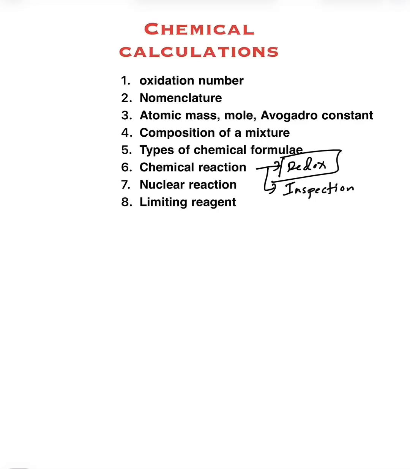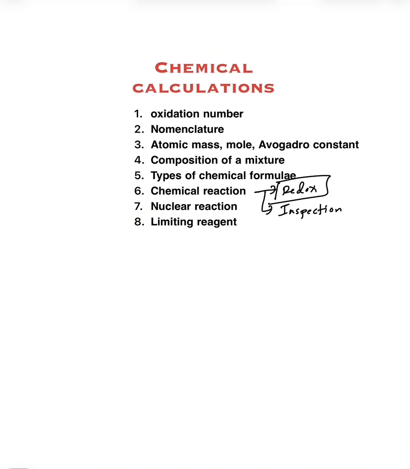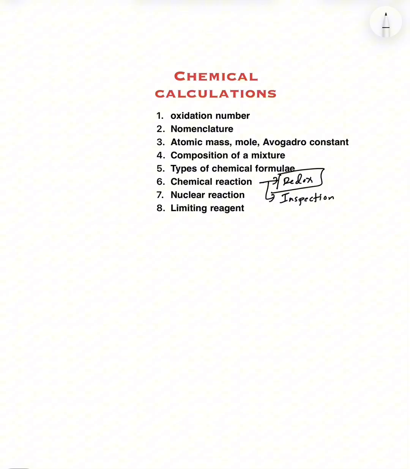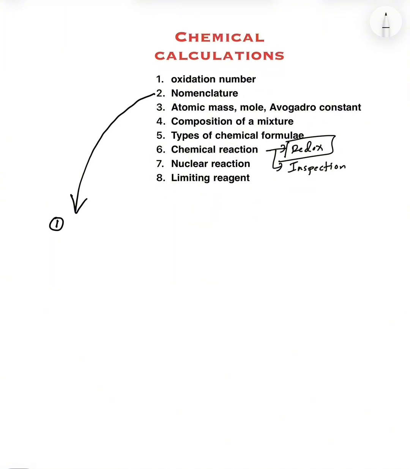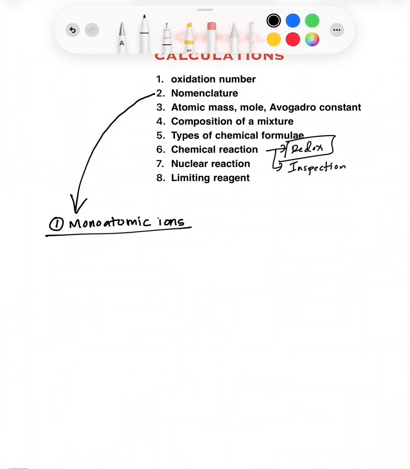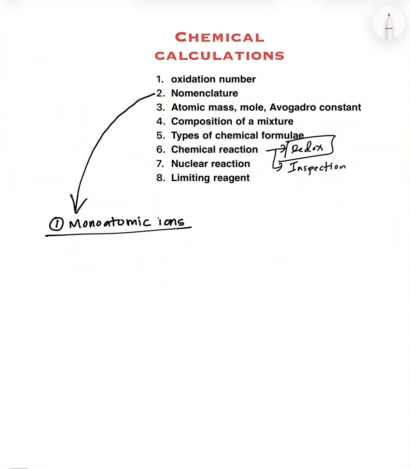Last class it was about oxidation number, and today we are starting off with nomenclature. What does nomenclature simply mean? It's naming, right? So under naming, we're going to learn around 6 categories. The first one is going to be monoatomic ions. Under monoatomic ions, let me start with the examples that I have taken.